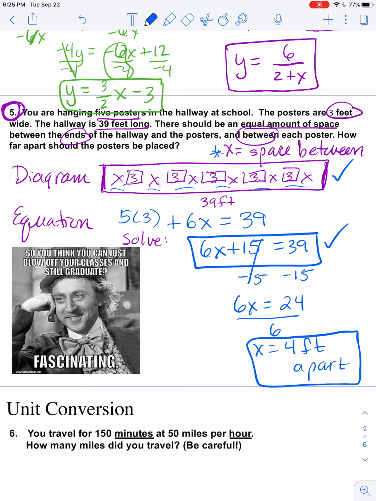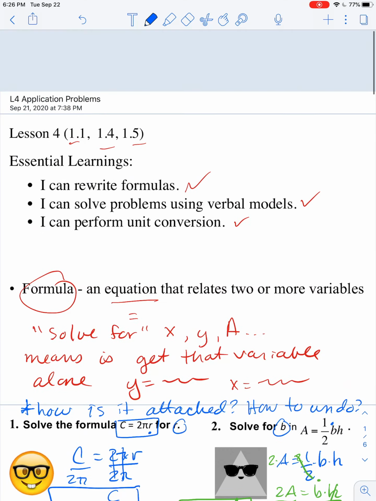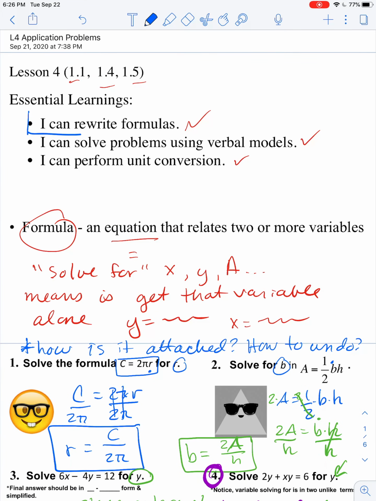And so I'm making sure that I have a label that says I know what I was solving for. Okay, so going back and looking at our list, we have rewritten formulas. That was that first part where we got them alone.